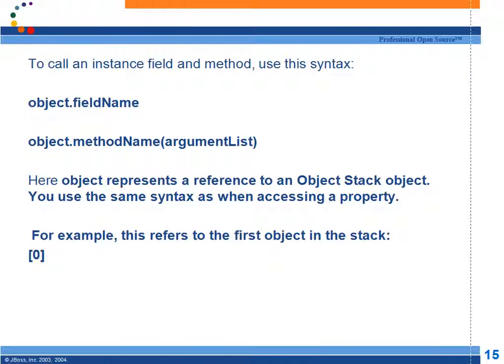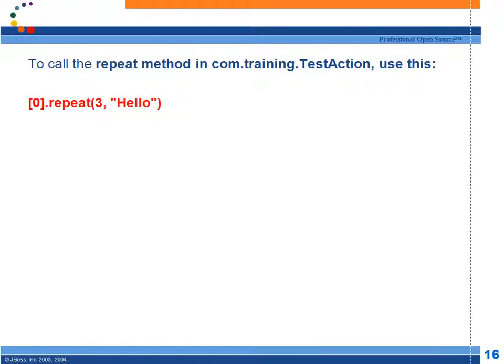To call an instance field and method, use this syntax. If you want to call a non-static field, then object dot field name, no need of the at symbol, or object dot method name with arguments, right? So see the example. What will it call? 0 means the object on top of the stack. On that it will call a method called repeat with these arguments, if there is a method called repeat.